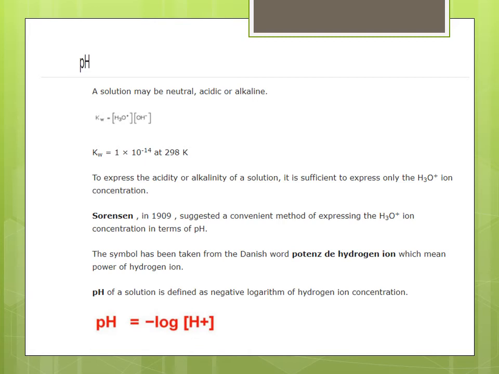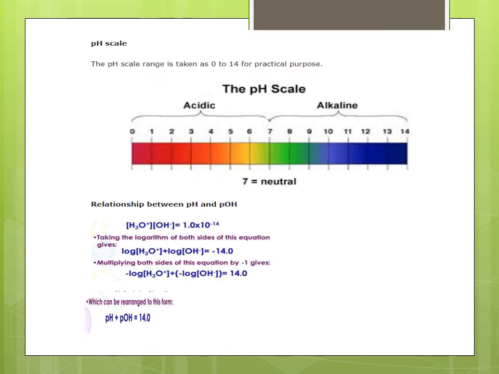Now pH of a solution is defined as the negative logarithm of hydrogen ion concentration. Now pH is equal to minus log of H⁺ concentration. Now here is the pH scale. This scale you have also observed in class 10th. Now what is the relationship between pH and pOH?